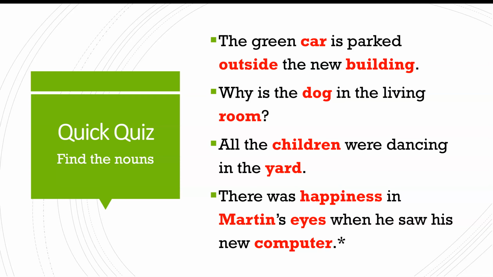And fourth sentence: there was happiness in Martin's eyes when he saw his new computer. Okay, so there are 4 nouns on that one. We have happiness, Martin, eyes, and computer. All right, I hope you got those all correct.